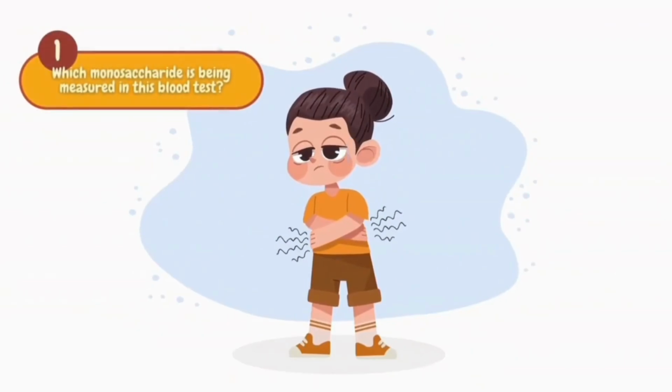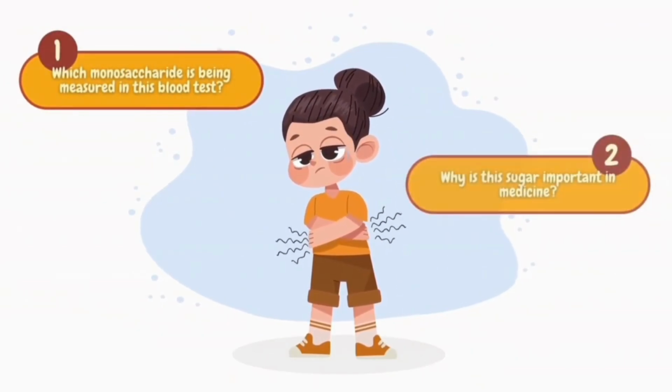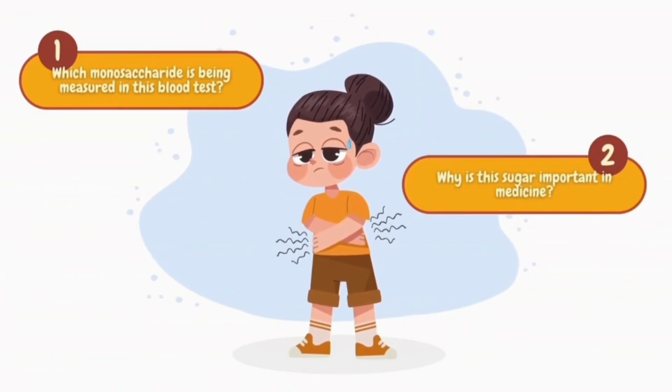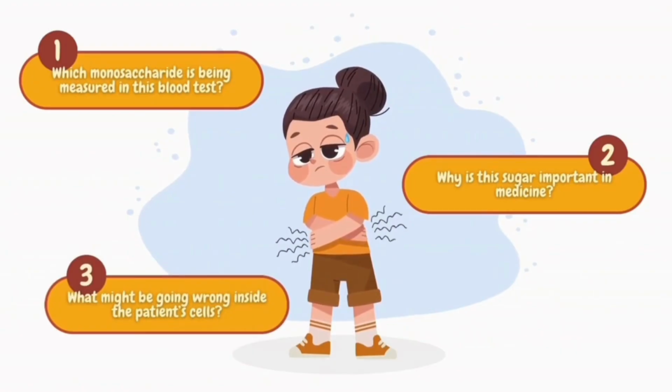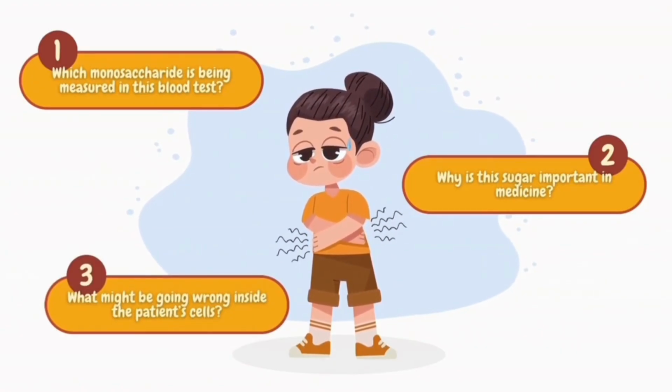Now, in your groups, you will discuss 3 quick questions. Number 1, which monosaccharide is being measured in this blood test? Number 2, why is this sugar important in medicine? And number 3, what might be going wrong inside your patient's cell?